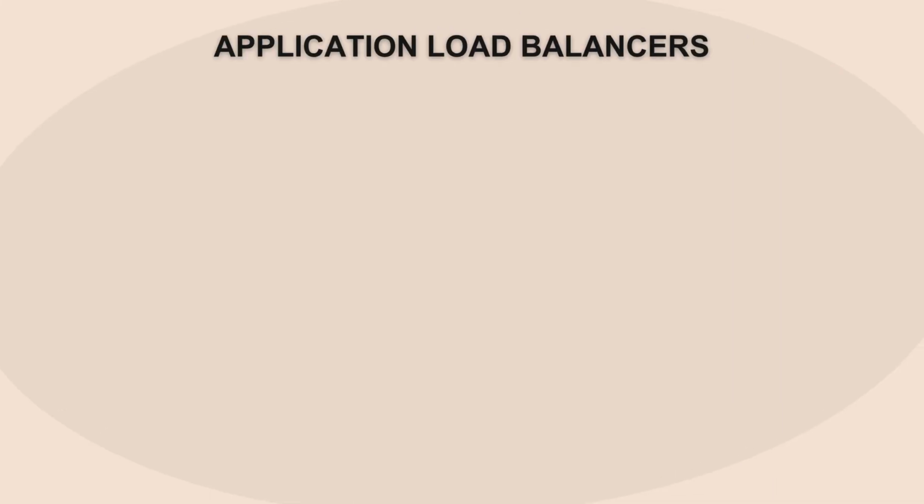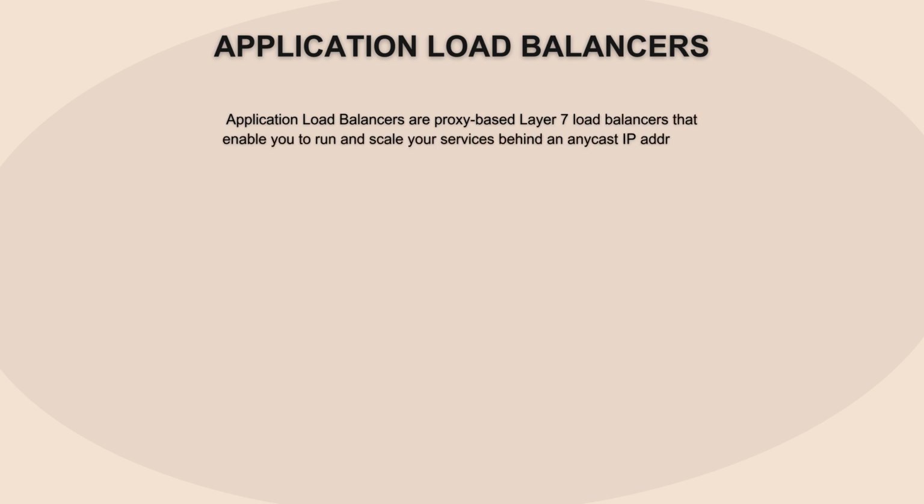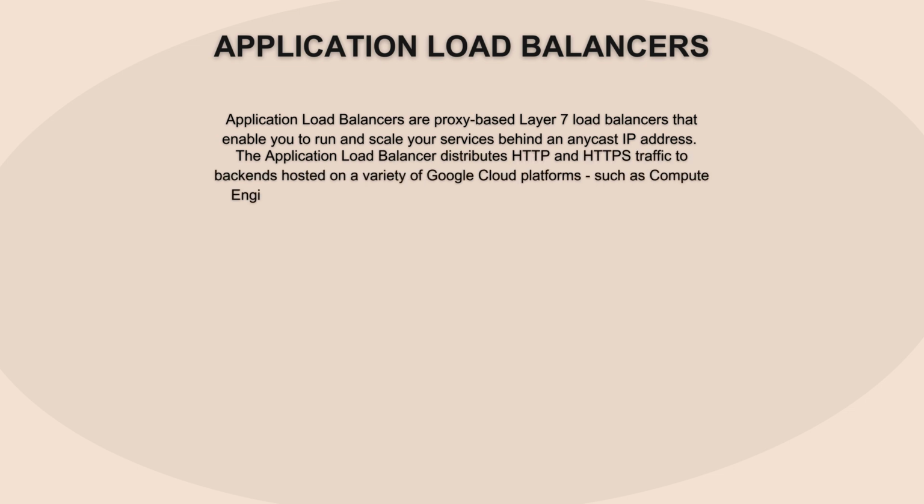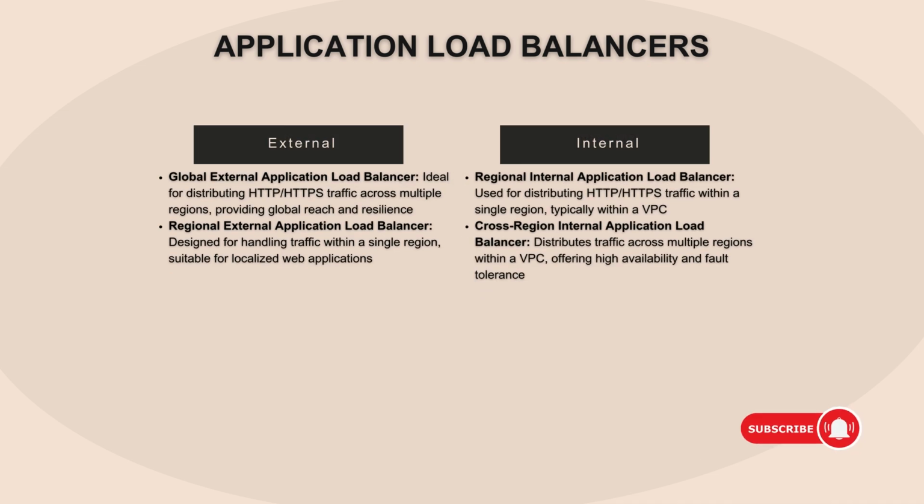Application load balancers are proxy-based Layer 7 load balancers that enable you to run and scale your services behind an Anycast IP address. The application load balancer distributes HTTP and HTTPS traffic to backends hosted on a variety of Google Cloud platforms, such as Compute Engine and GKE, as well as external backends outside Google Cloud. Application load balancers can be deployed externally or internally, depending on whether your application is internet-facing or internal.